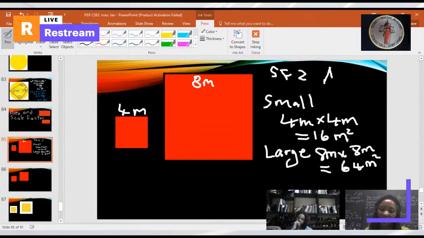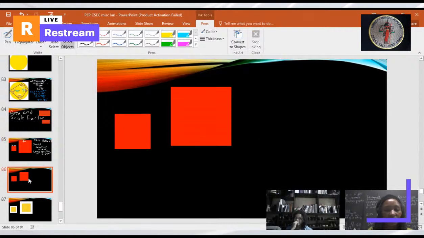Okay, all right. So let's note that the area is 4 times. The area of the larger one is 4 times the area of the small one. All right, so we're bearing that in mind. We're going to come back. We're doing an experiment.